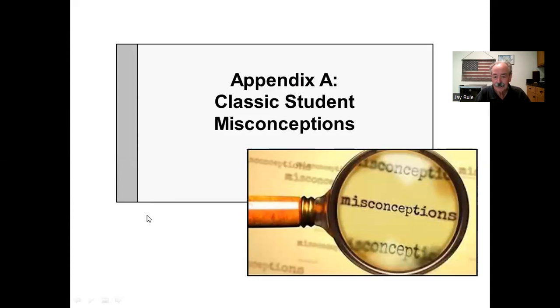We are getting near the end. I want to address some classic student misconceptions, so that if you can see, all of us are tempted to say these things. We're all tempted to do this. So I just want to address these misconceptions, maybe to head you off at the pass.